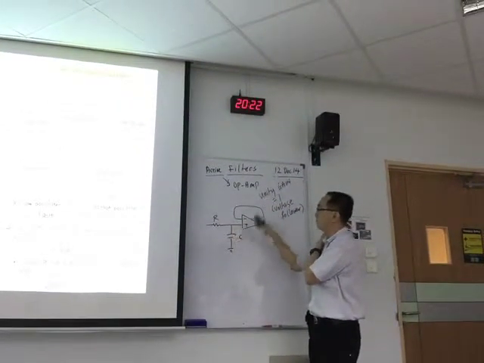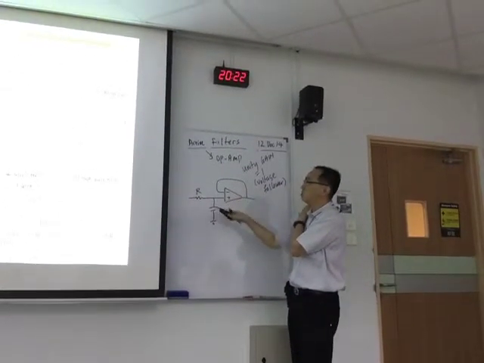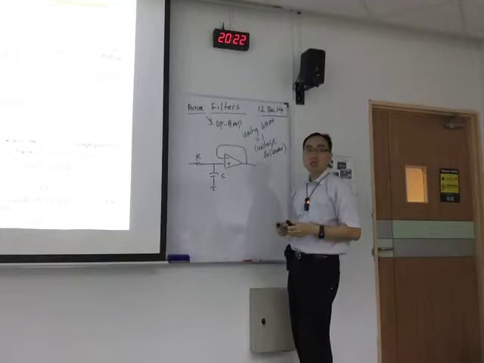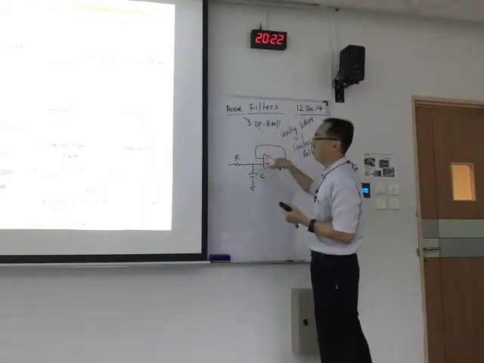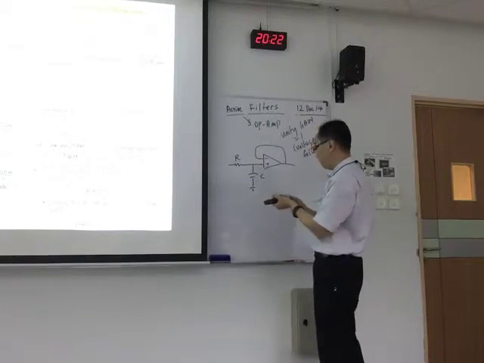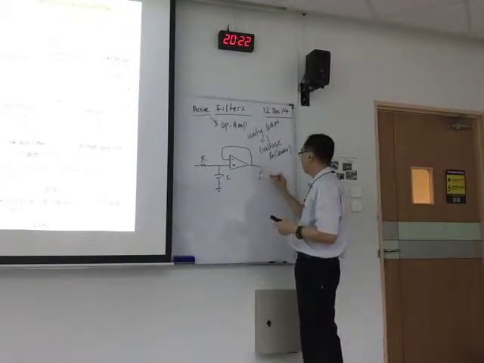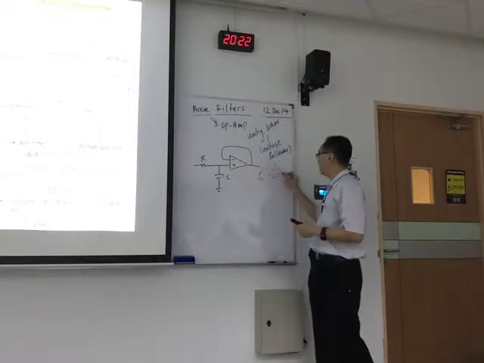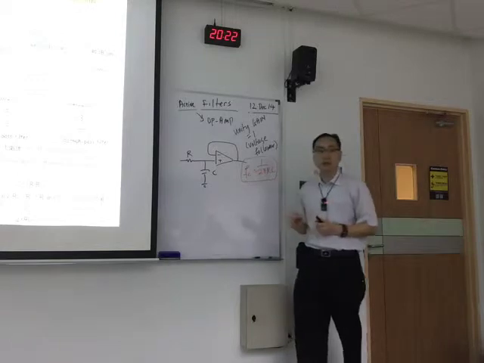But you must be able to identify R and C. Straight away I know this one is a low pass filter. So the cutoff frequency, you must know this one. Now FC is 1 over 2 pi RC. This one you must remember clearly.